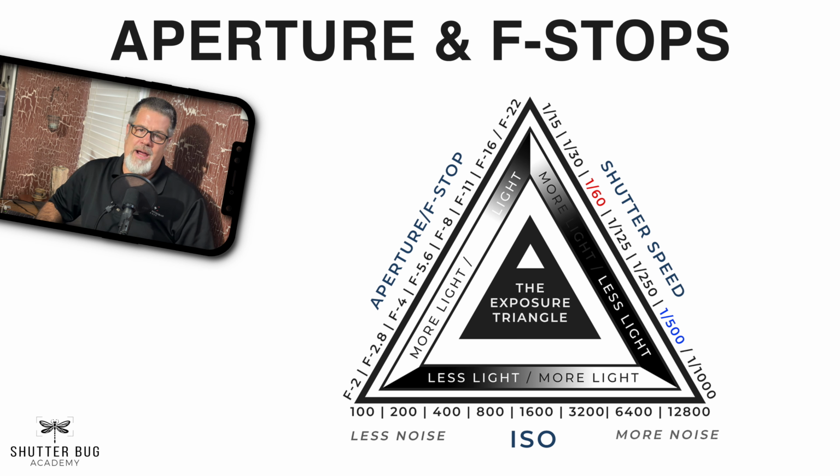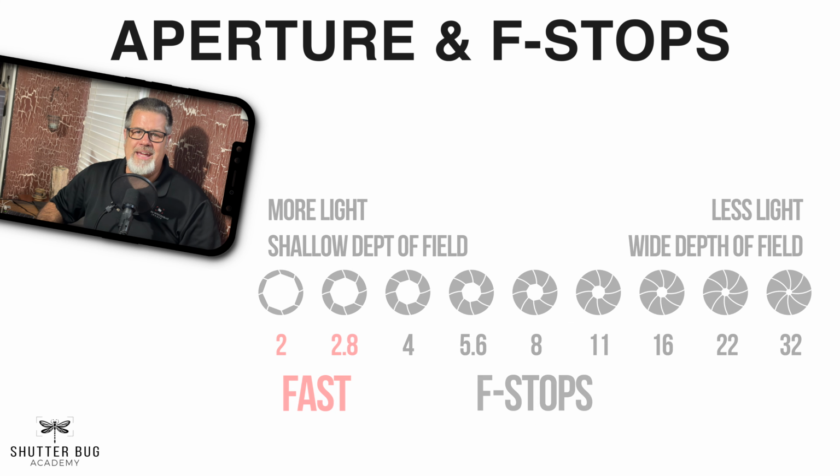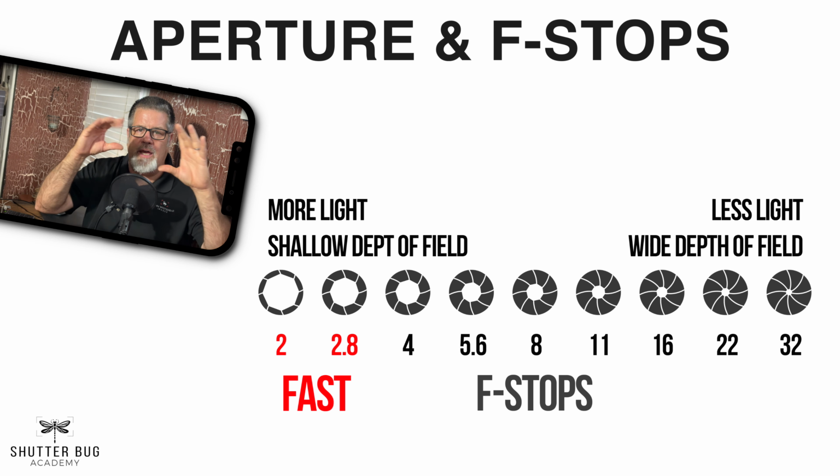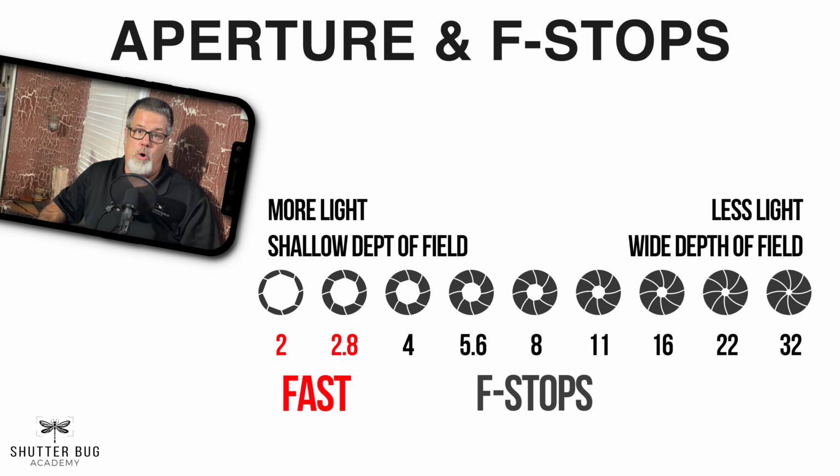We learned that ISO controls the sensitivity of the sensor, also called ISO. We learned that shutter speed controls motion in the camera by how fast or slow the shutter opens. And aperture is actually inside the lens, and it's like an iris, like your eye, and it can open and it can close. So if it's open, it lets more light in. If it's closed, it lets less light in. But more importantly, it controls what we call depth of field.